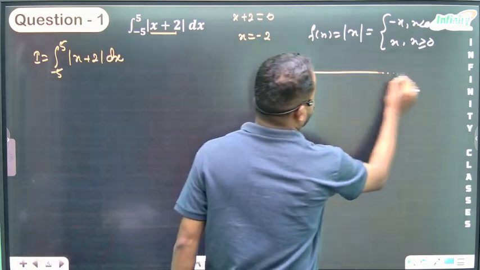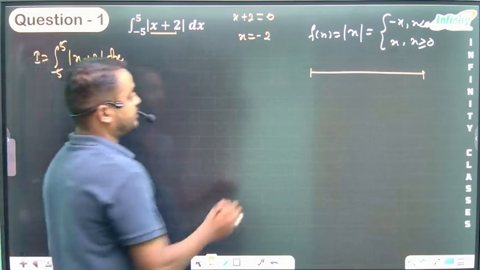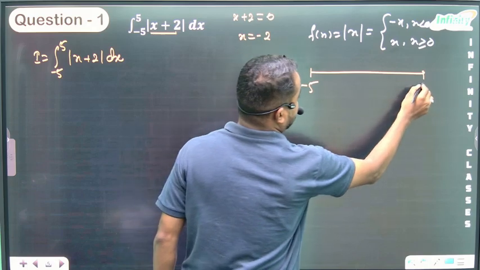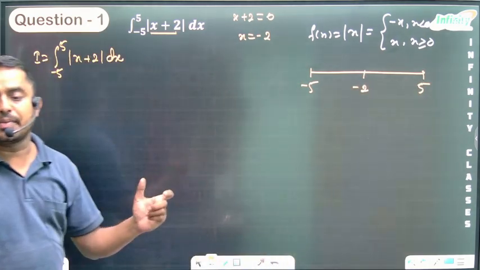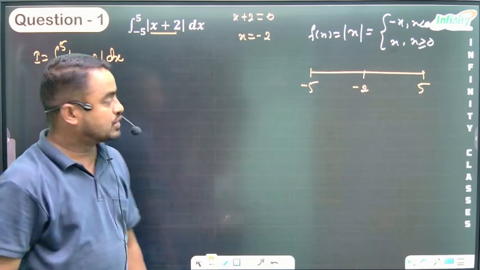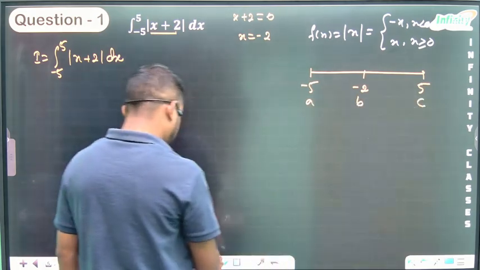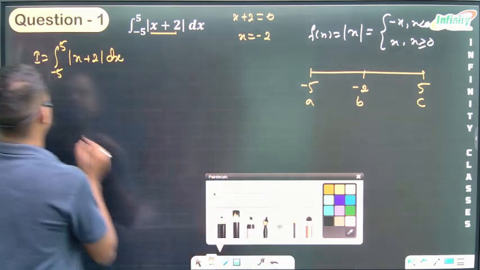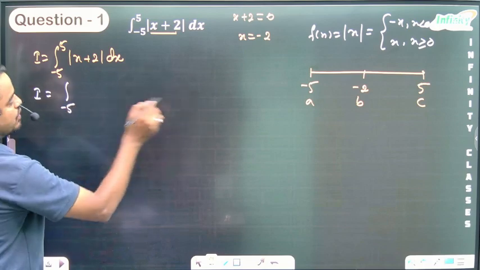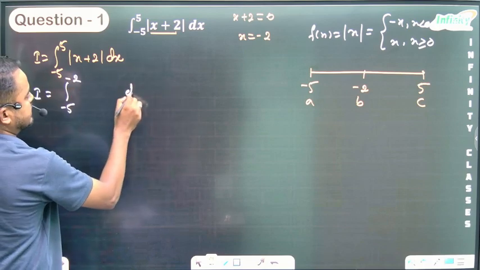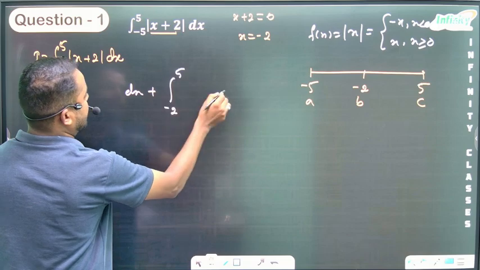So now applying the breaking of limit here. What is our lower limit here? Minus 5. And what is our upper limit here? Plus 5. In between these two, minus 2 lies between minus 5 and plus 5. So this is a to c and c to b. Now breaking of limit property. Now I am going to apply the property: integration from minus 5 to minus 2 dx plus integration from minus 2 to plus 5 dx.